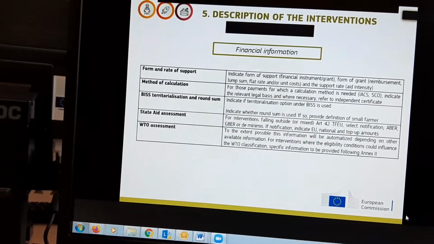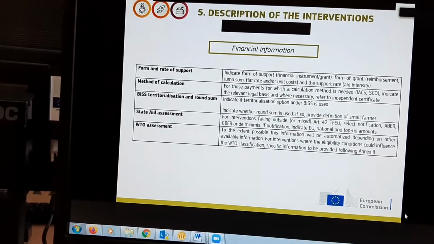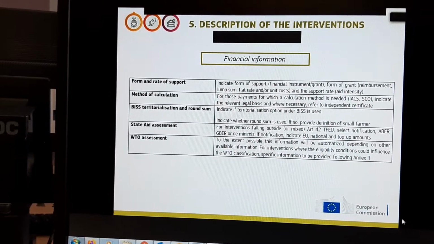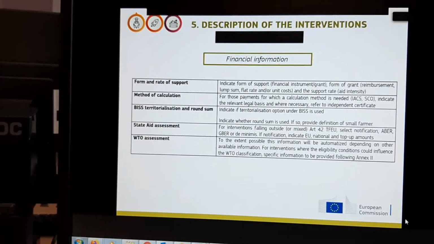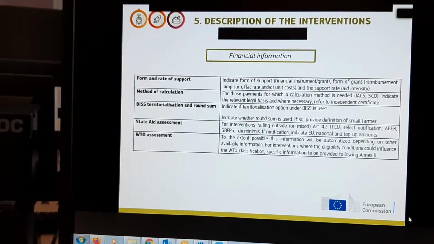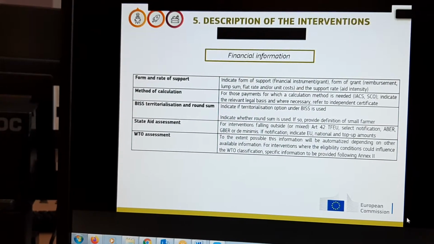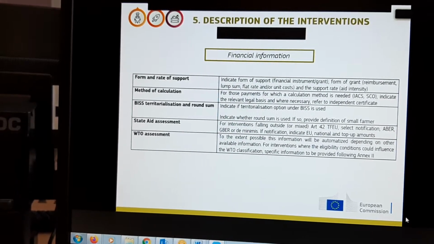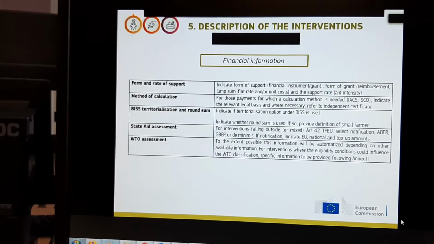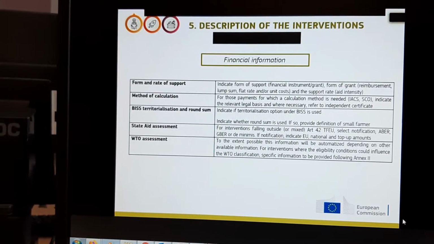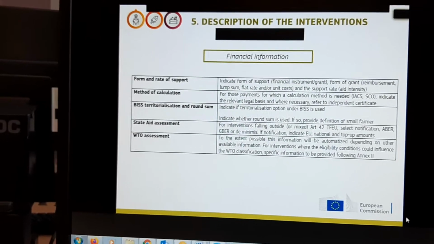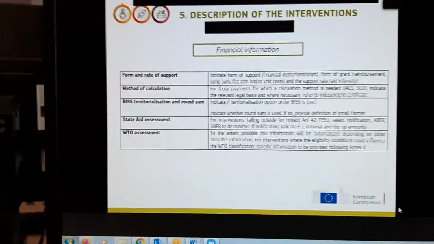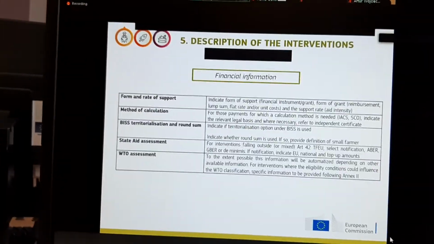Then we move to another part very important from the intervention, which is the financial information. So here we have first the form and the rate of support. So you know that the form of support is a financial instrument or grant. And then the form of the grant, as laid down, if I remember correctly, in Article 77, is reimbursement, so cost incurred, the invoice-based system. Then you have the simplified cost option, so the three possibilities, the lump sum, the flat rate, and the unit cost. And then you will have to indicate the support rate, so the aid intensity of the intervention.